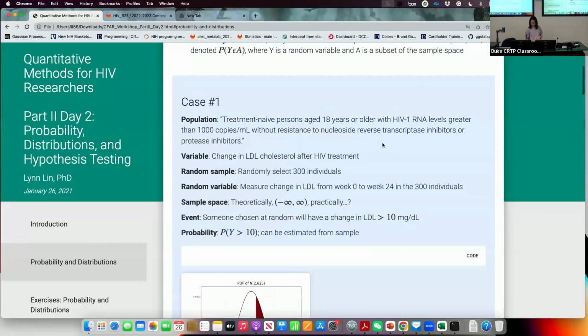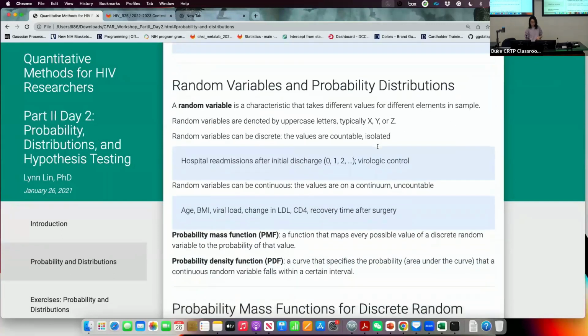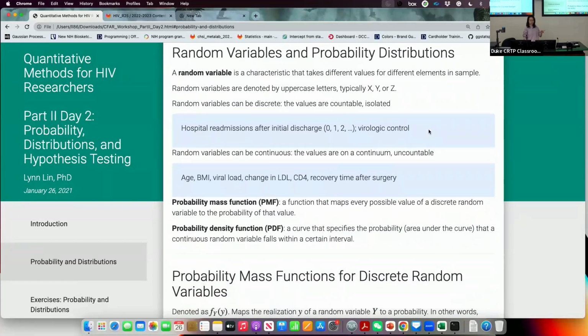Now that everyone better understands population, variable, event and probability, let's talk about distributions. A random variable, again, is a characteristic that takes different values for different elements in a sample. That means we can have multiple random variables for the same sample: random variable A, random variable B, and so on. When you have multiple random variables, the independence and dependence you mentioned earlier is how I quantify the relationship among them. There's not always just one random variable, but you will learn this concept in a later part of the workshop.